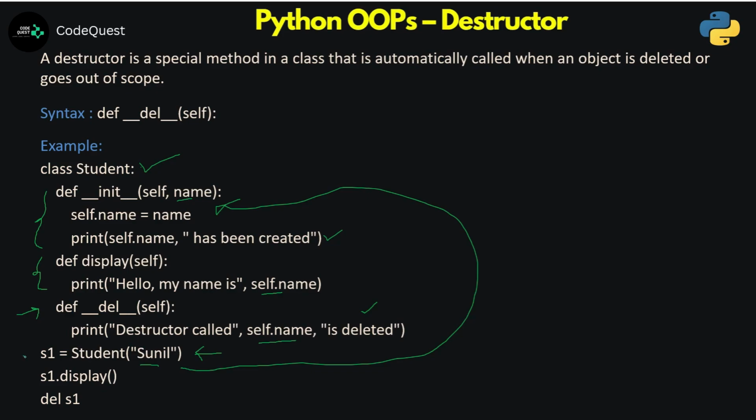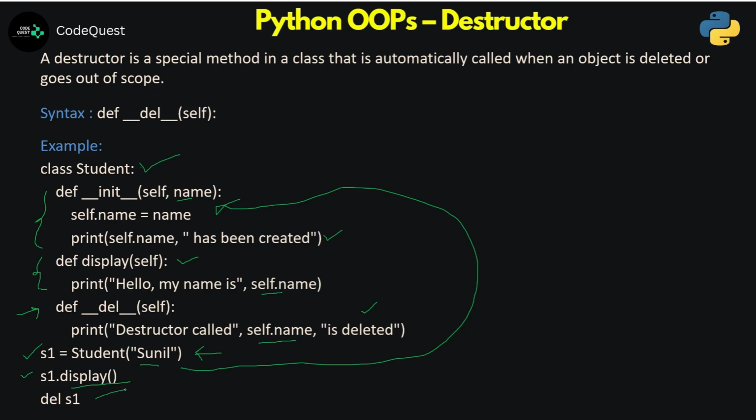Once this line execution is over, we reach the second line where we are invoking the display method with the object S1. So now it goes to the display method. This self is going to take up S1. Hence, I get the detail like hello, my name is, where self is S1. With S1 we have already set the value Sunil. So I'll be getting hello, my name is Sunil.